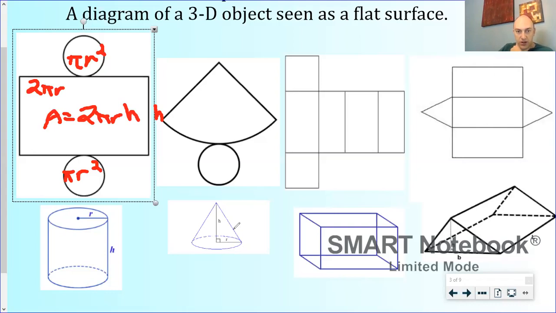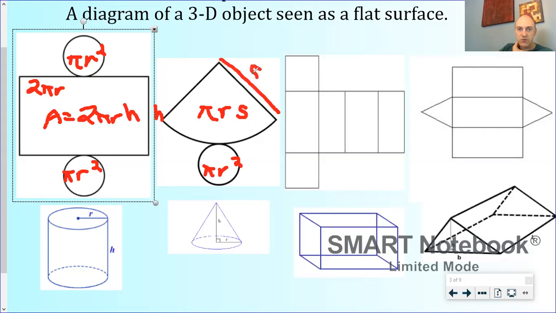We've got a cone. Again, area of the circle on the base is pi r squared. And the area of this sort of pie-shaped piece is a little trickier to figure out. And I won't ask you to figure it out. What I will do is give you the formula. It's pi times r times s, where s is this slant length right here.